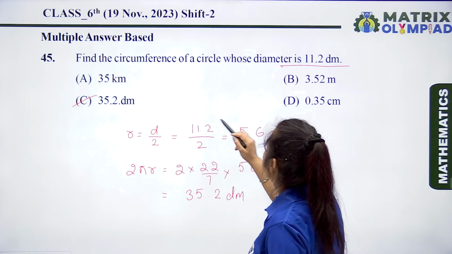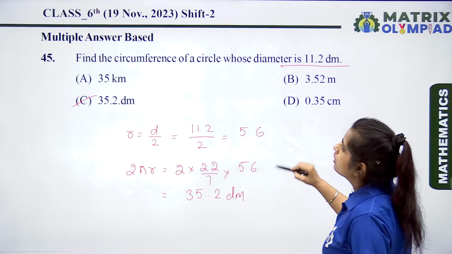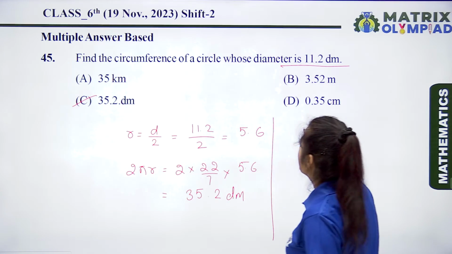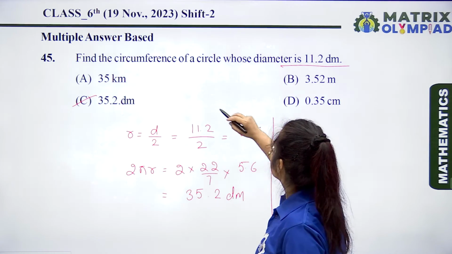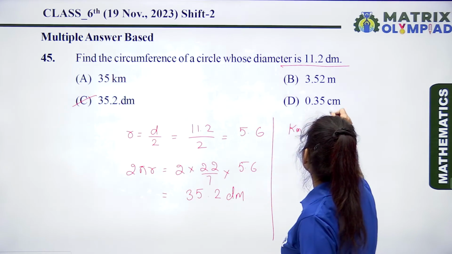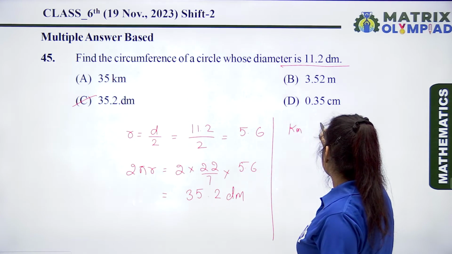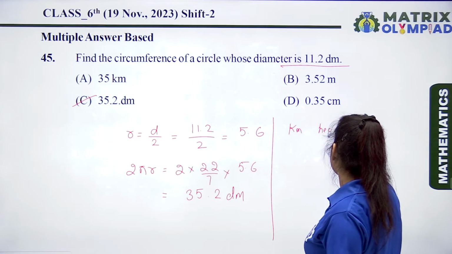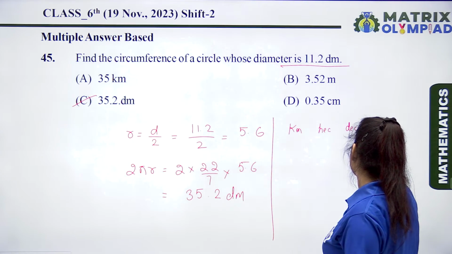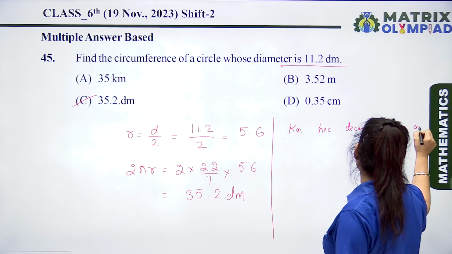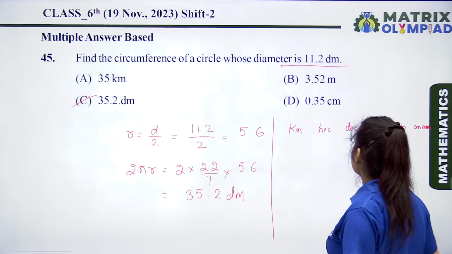Now here the rest of the answers we are also going to check. One is in the kilometer, next one is meter, and the last one is in centimeter. So here we have kilometer, hectometer, decameter, meter, then we have decimeter, centimeter, and last one is millimeter.